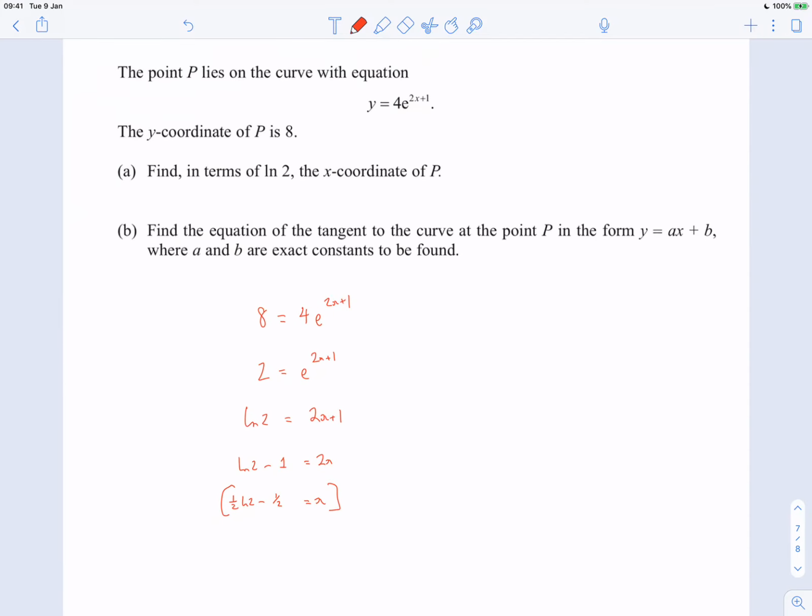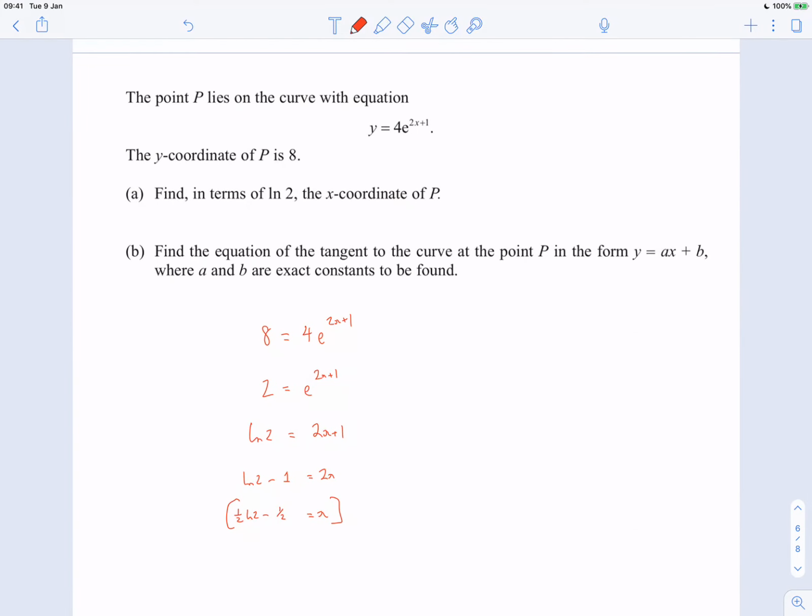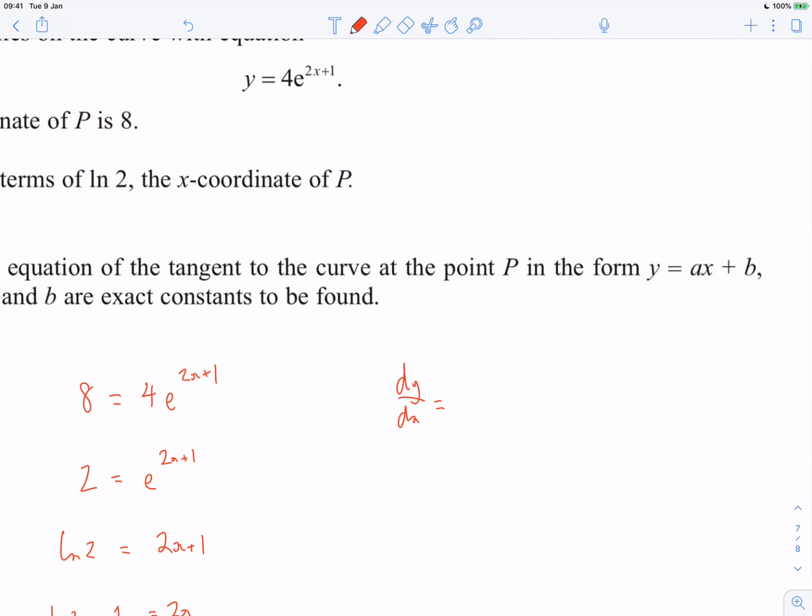Part B, find the equation of the tangent to the curve at the point P. Okay, same deal, we're going to have to find out what dy by dx is, and this is fairly easy. We take the argument, which is 2x plus 1, we differentiate it, which is 2, we bring it out as a factor, so 2 times 4 is 8, and e differentiates to itself, so this should be e to the same argument, which is 2x plus 1.